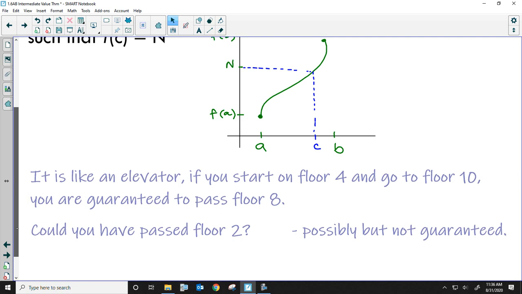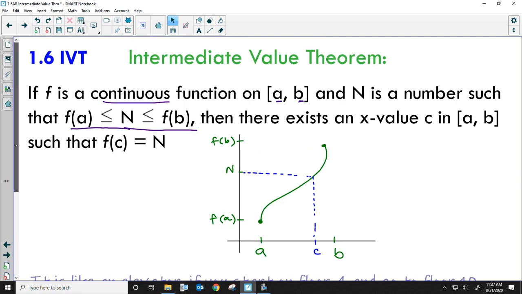Could you have gone there? It's possible, right? Some little kid was in that elevator and pressed all the buttons and made you go down first. It's quite possible. We don't know, right? And that's what IVT is telling us. It's guaranteeing something. So if this theorem isn't applicable, then we just don't know if something exists or not. Okay? So here's that formal definition and theorem.